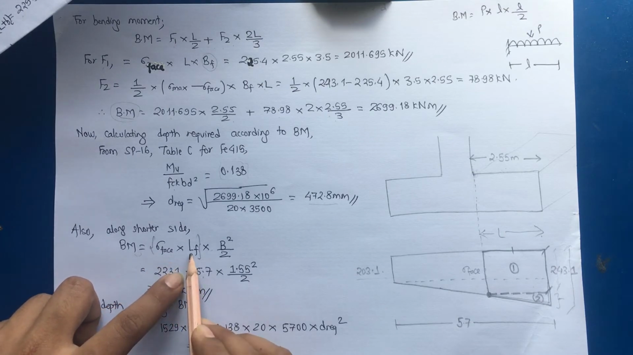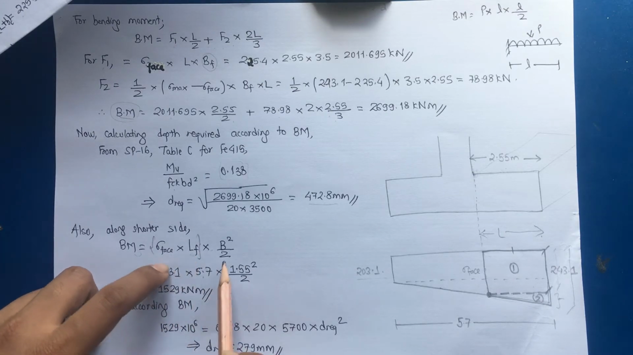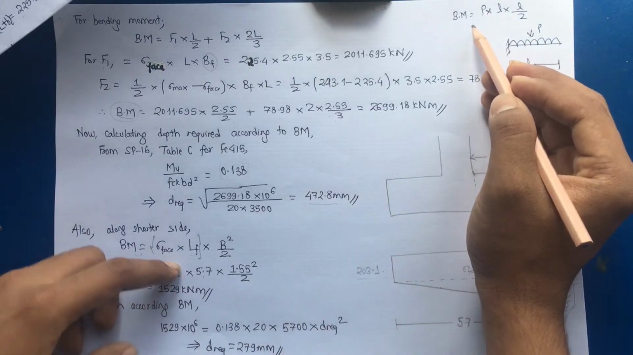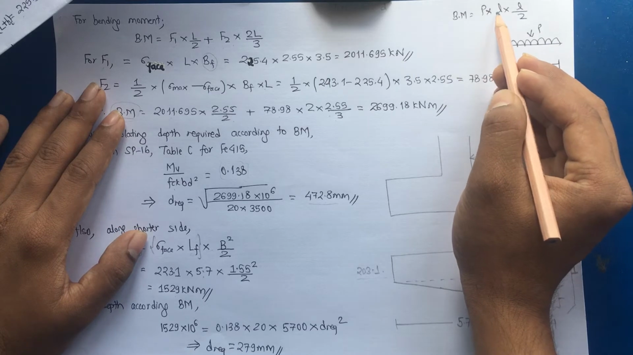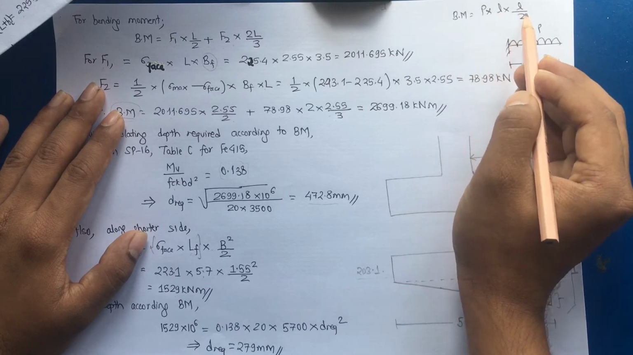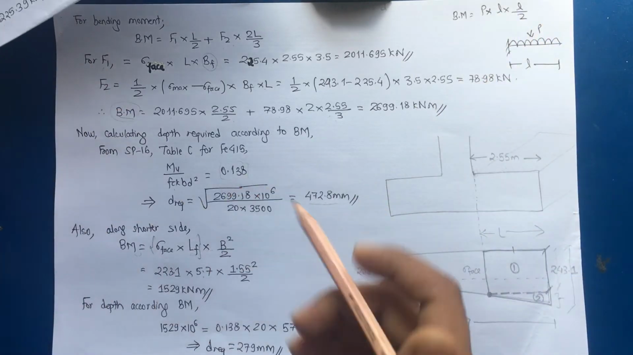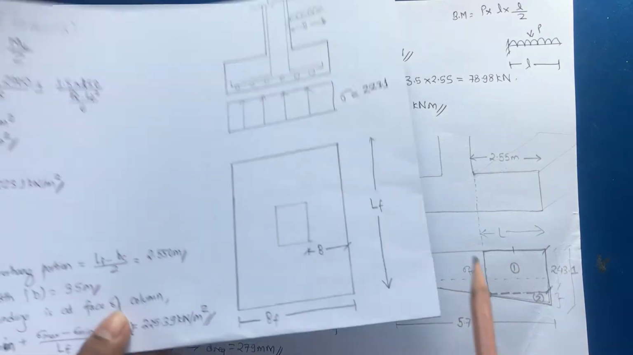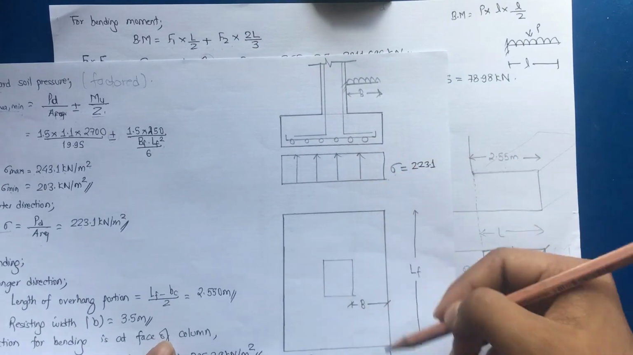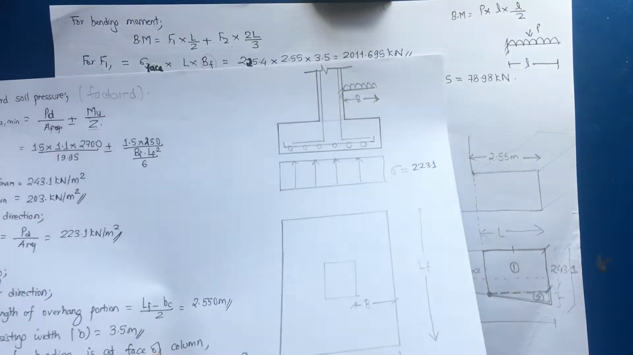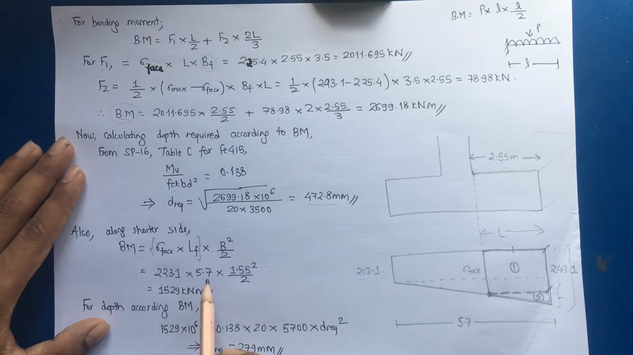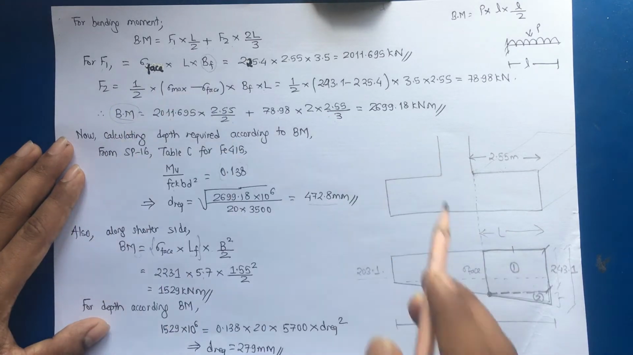So this will come as 223.1 into 5.7, the length of footing, into B square by 2. Basically for a cantilever section, bending moment is equal to UDL into length of the span into length of span divided by 2. So we get B square by 2, because the span of the cantilever section is B in the direction of width or shorter side. So we get 1529 kilonewton meter. So along the shorter side and longer side we have got the bending moment.